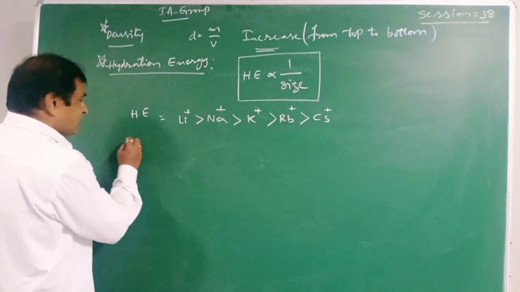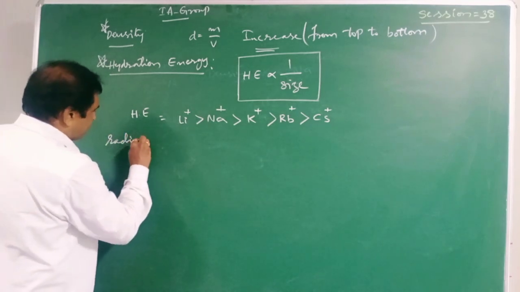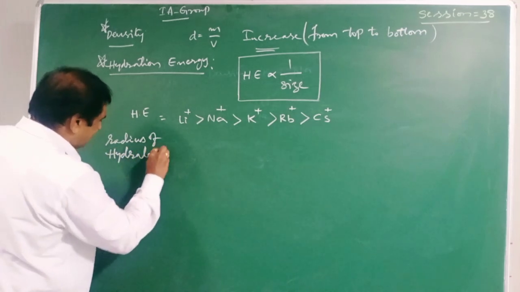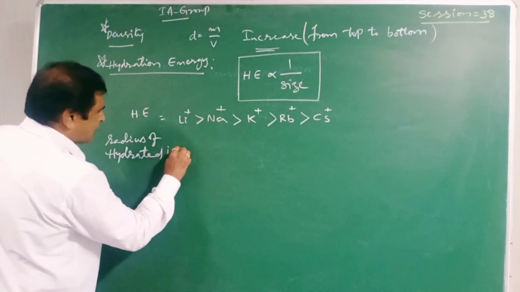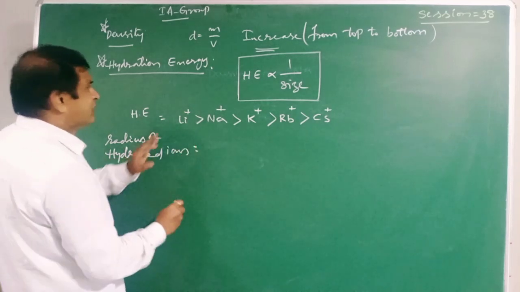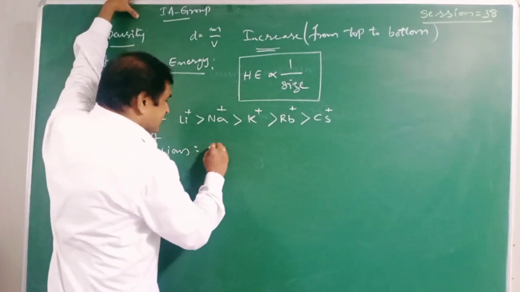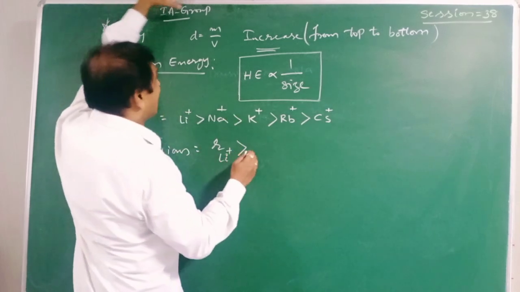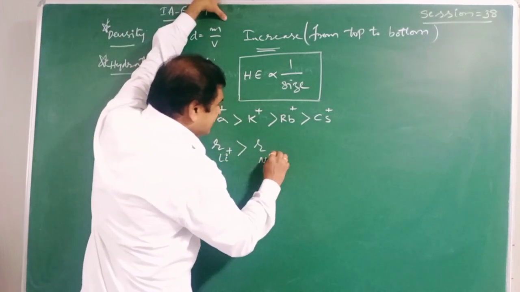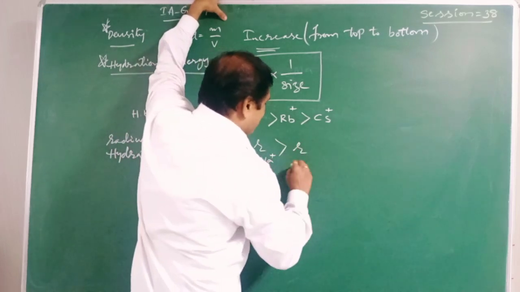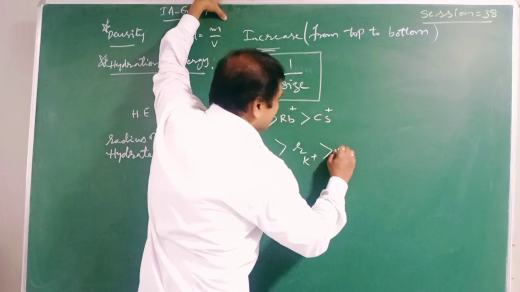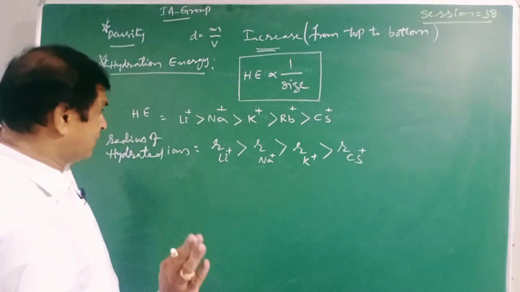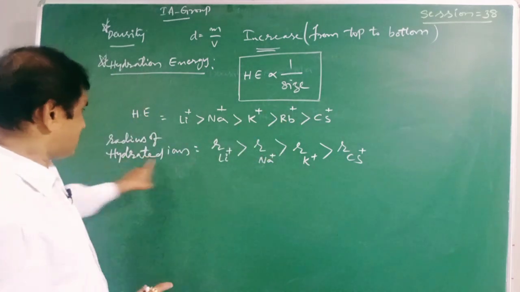So the radius of hydrated ions. Now what is the order? The radius of the hydrated lithium ion is much bigger than the radius of the sodium ion. It is much bigger than the radius of the potassium ion. It is bigger than the radius of cesium ions. That is the radius of the hydrated ions.